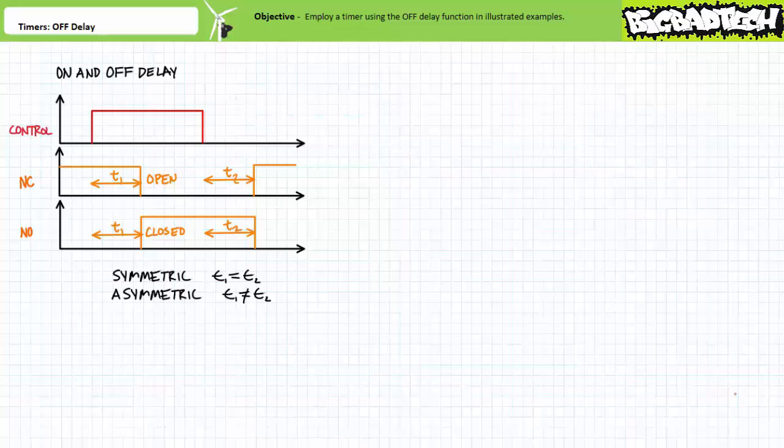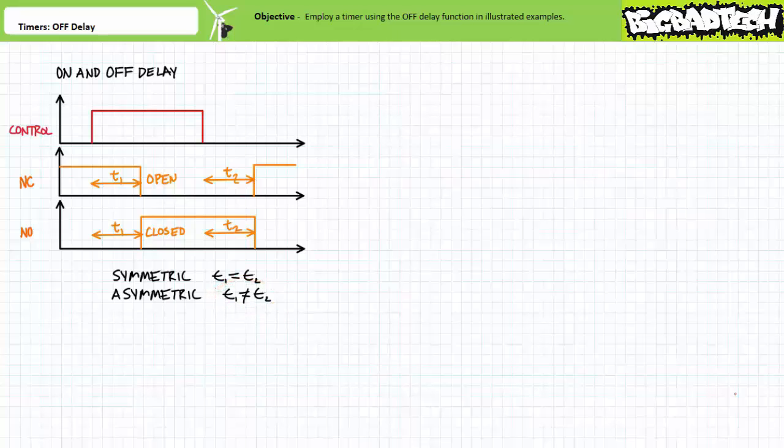A symmetric on and off delay timer means the on delay and off delay time period are equal to each other. T1 equals T2. To set a symmetric on and off delay timer would necessitate only one delay adjustment. In contrast, an asymmetric on and off delay timer means the on delay and off delay are not equal to each other. T1 does not equal T2.